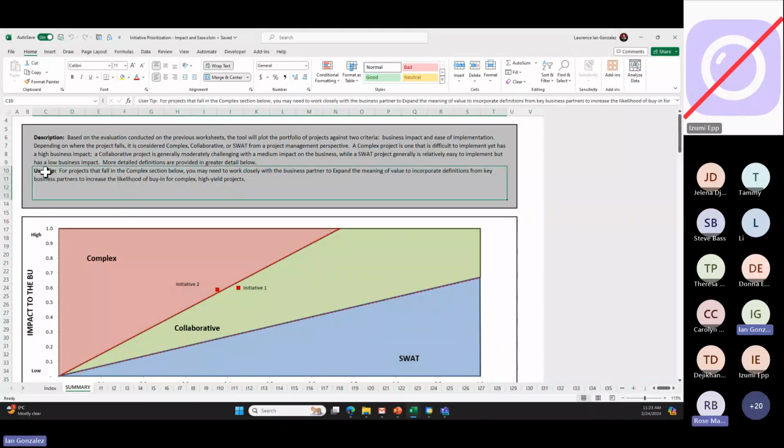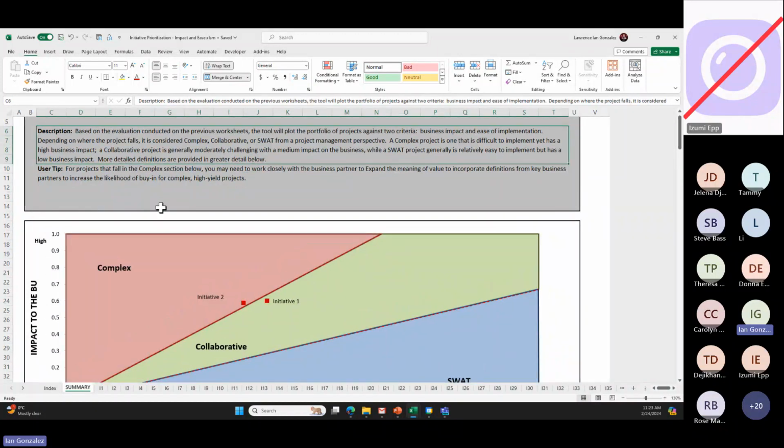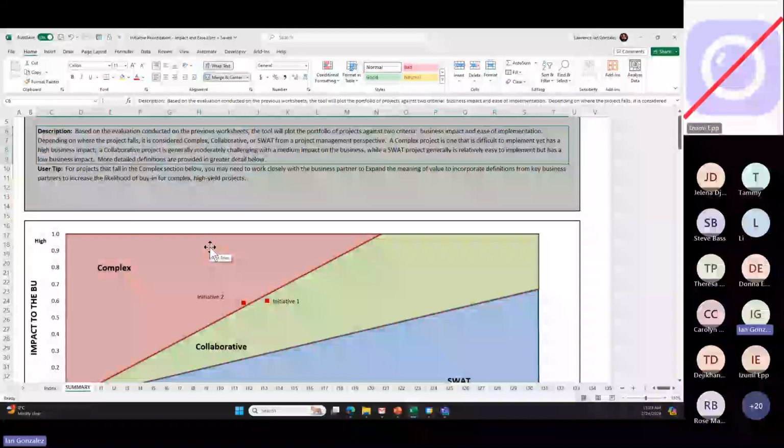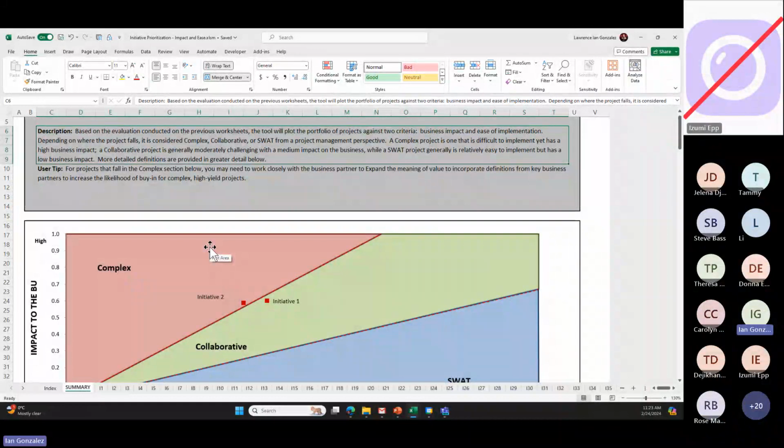Okay, so let's read the instructions here, or the descriptions. Based on the evaluation conducted on the previous worksheets, these survey forms, the tool will plot the portfolio of projects against two criteria: business impact and ease of implementation. Depending on where your project falls, it is considered complex, collaborative, or SWAT from a project management perspective. A complex project is one that is difficult to implement yet has a high business impact. Collaborative projects are generally moderately challenging with a medium impact to business. While a SWAT project is generally easy to implement but has a low business impact. Okay, so more information below.